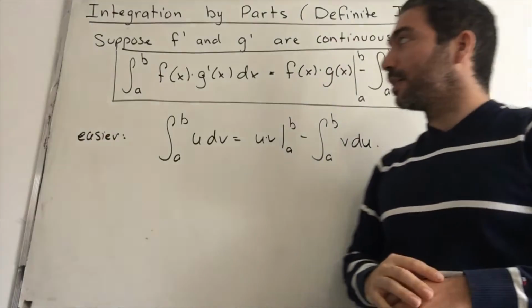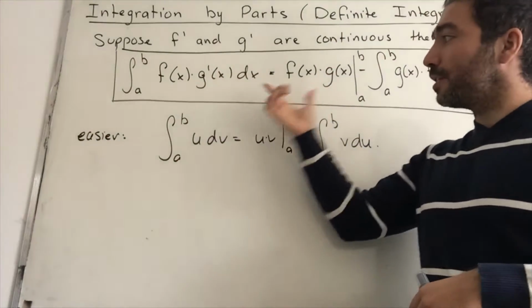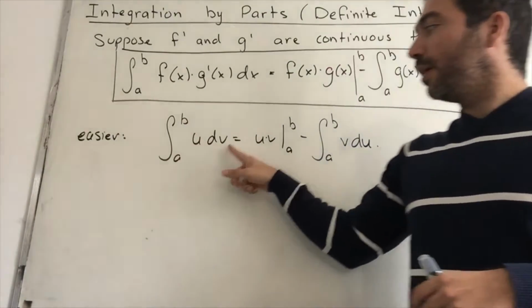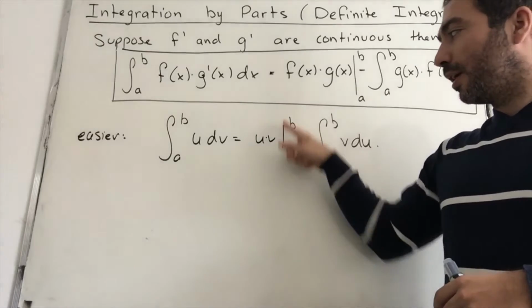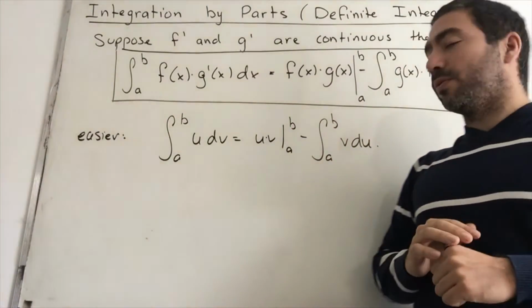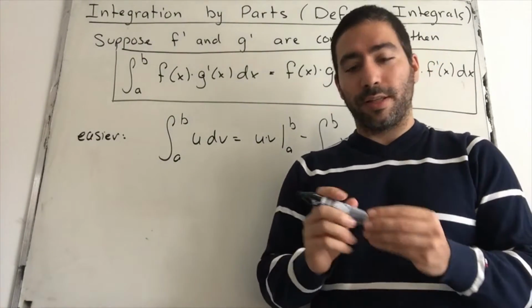So basically it's the same notion that applies, and again this is difficult to memorize, so an easier notation to use is the integral from a to b of u dv is equal to u times v evaluated from a to b minus the integral from a to b of v du. Okay, so this we saw, and just remember our LIATE strategy.